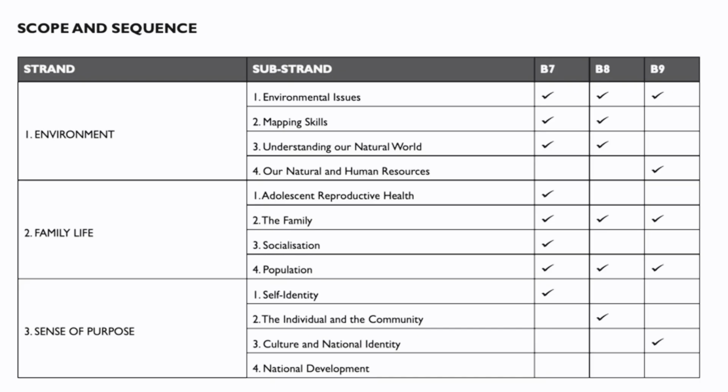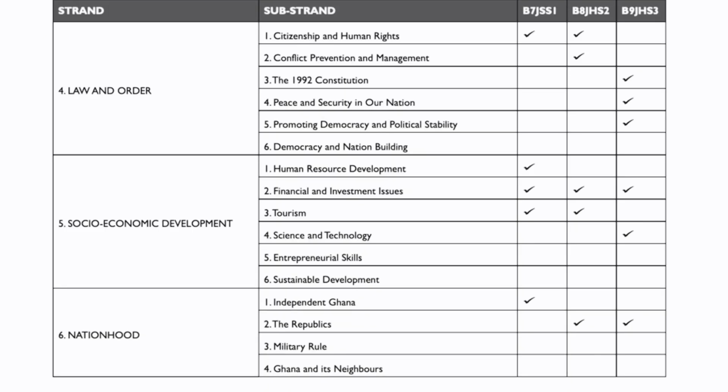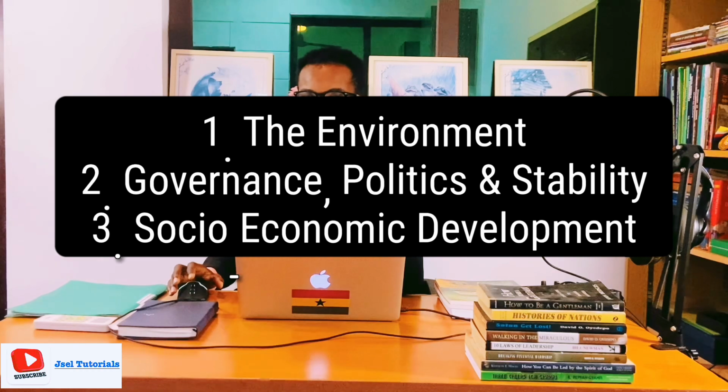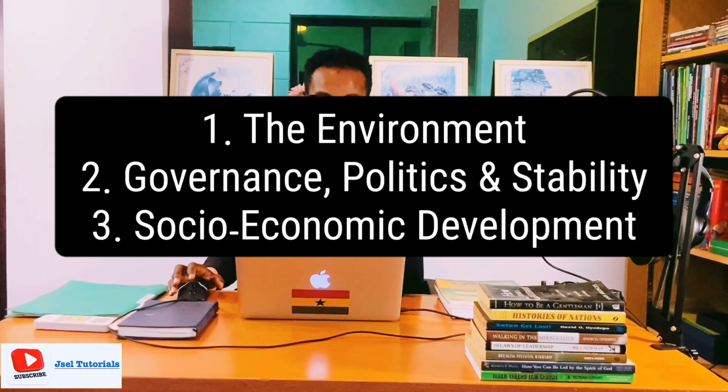We have 6 strands: environment, family life, sense of purpose, law and order, socioeconomic development, nationhood. We used to have something like aspects in the old one. So first change, you observe that the aspects have changed. We used to have the environment. We used to have governance, politics, and stability. Then we had socioeconomic development, or social and economic development. That one alone should tell you that a lot of things have been added, or the additions that I spoke about in my intro. Now let's see, under the environment, there are 4 substrands.